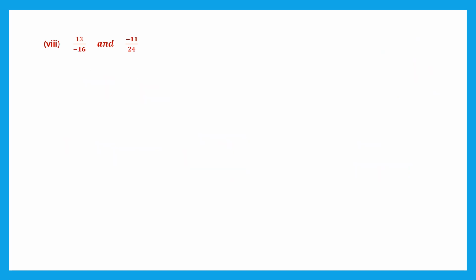Question 8. 13 by minus 16. So let's remove this minus and put it on top. And the other one is minus 11 by 24. So let's write minus 13 by 16 plus minus 11 by 24. So LCM of 16 and 24 is what we're going to find now.